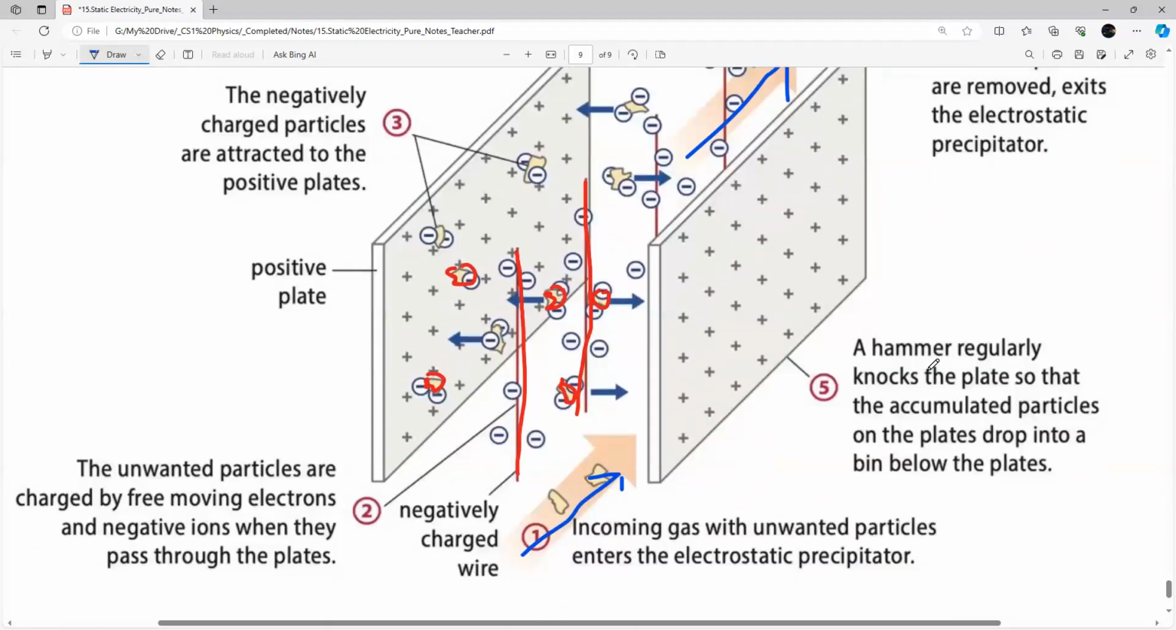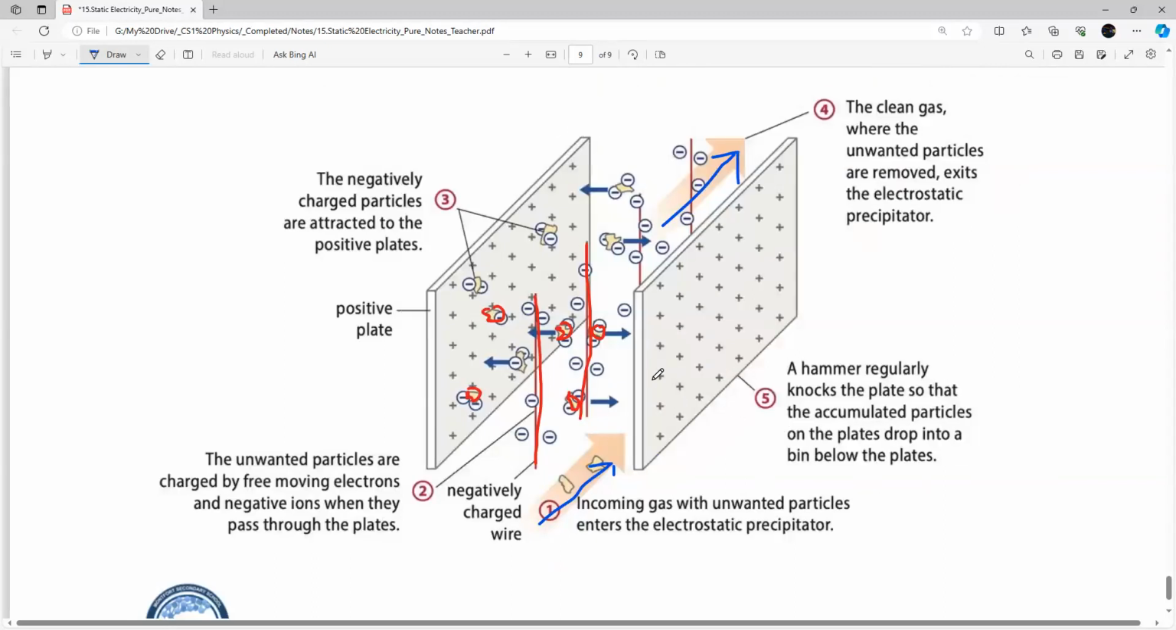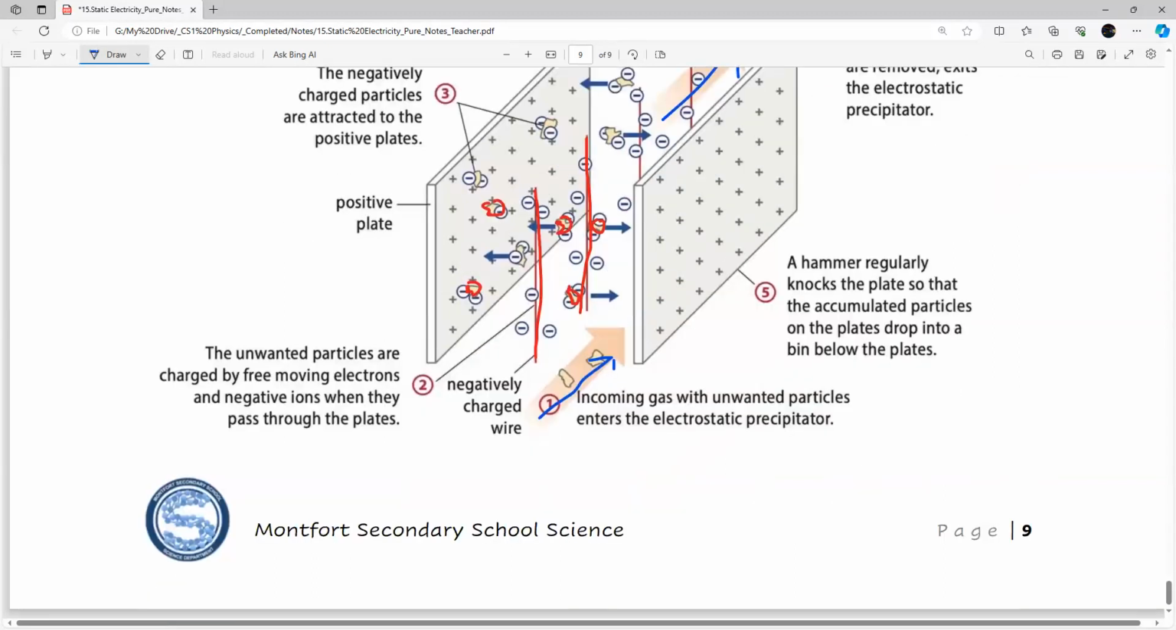Next, a hammer knocks the plate to let the particles fall down and be collected at the bottom. Okay, you can read this example on your own. And that's all for this topic.